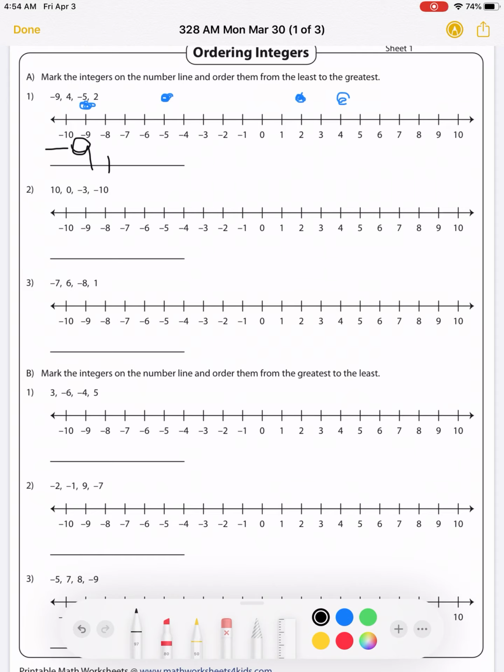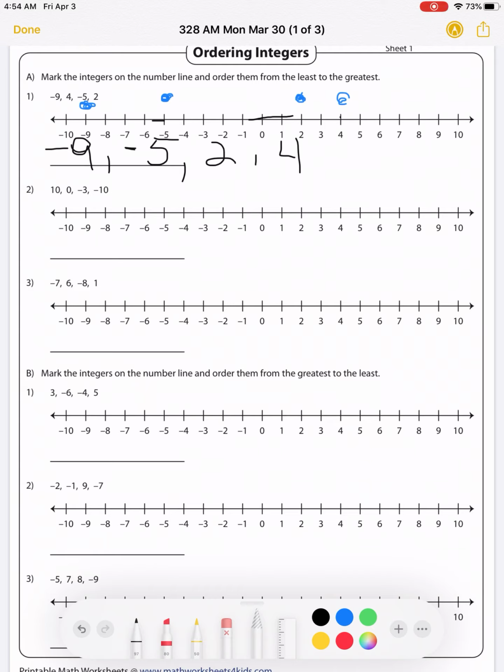All right, the next least, I'm going to go down the number line, see which one is the next least number. -5. -5 is a little bit greater than -9. Then we go here, +2 is greater than -5. And we go here, +4 is bigger or greater than 2, right? Easy stuff. So I want you all to finish up all the rest of these problems.